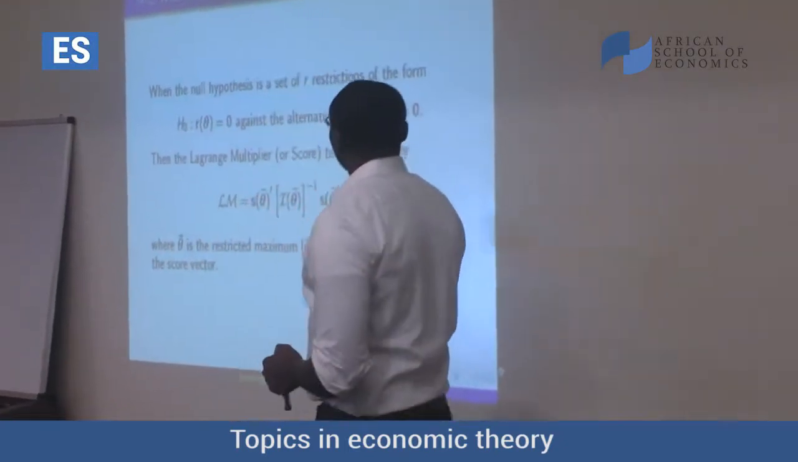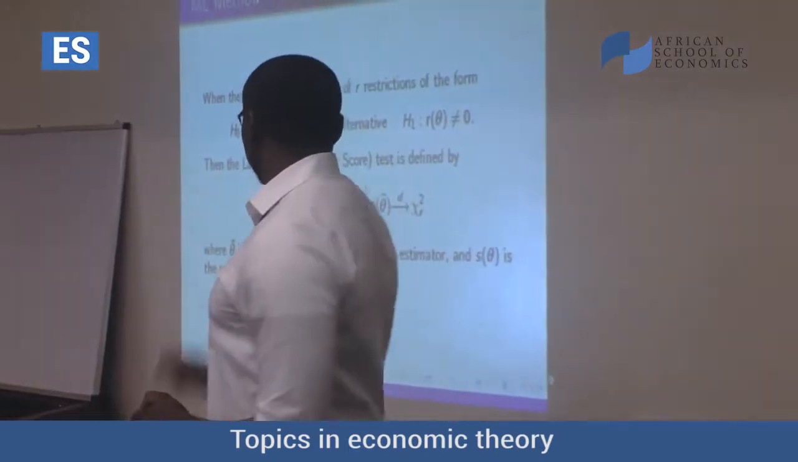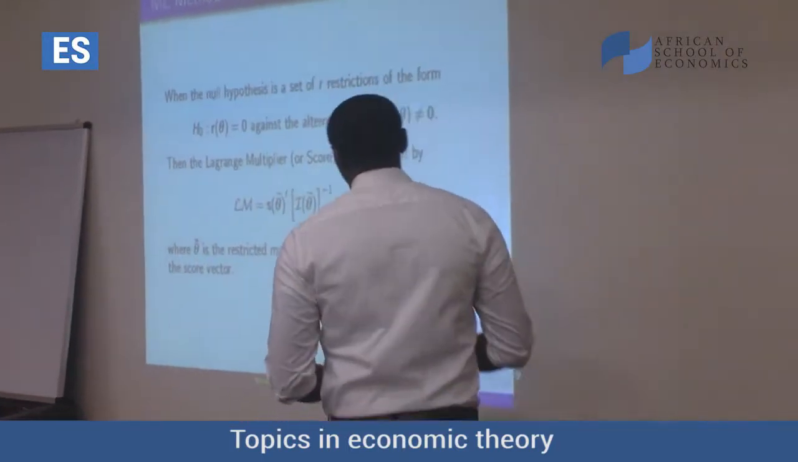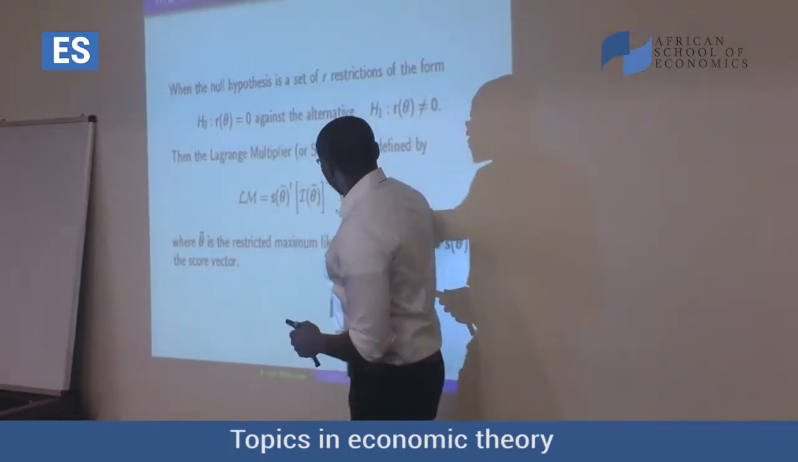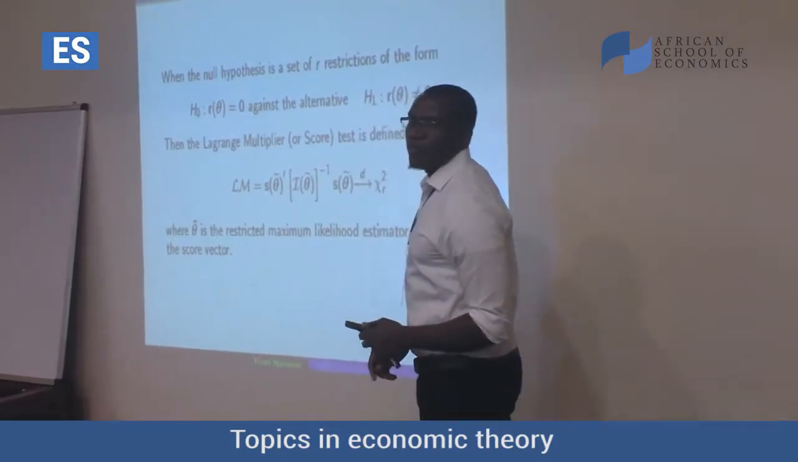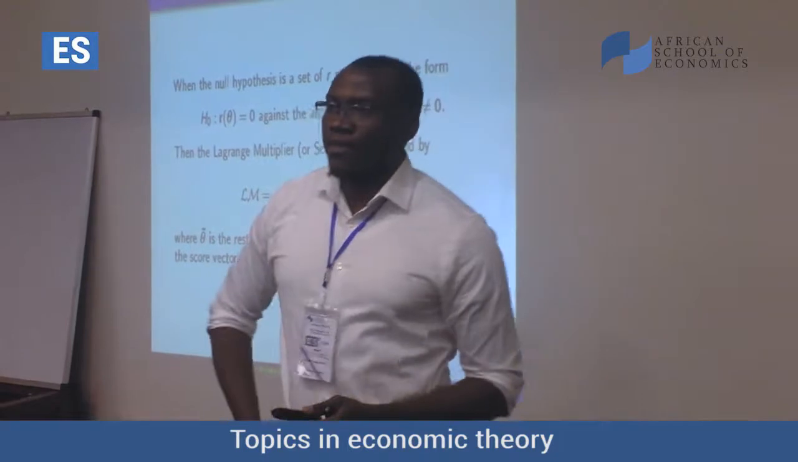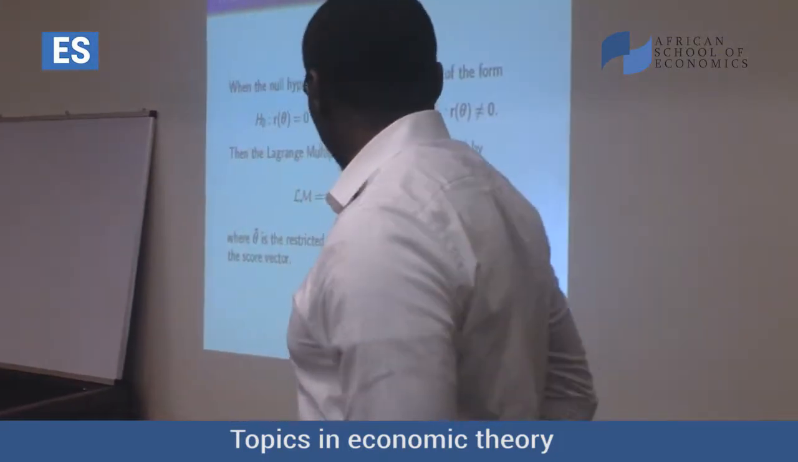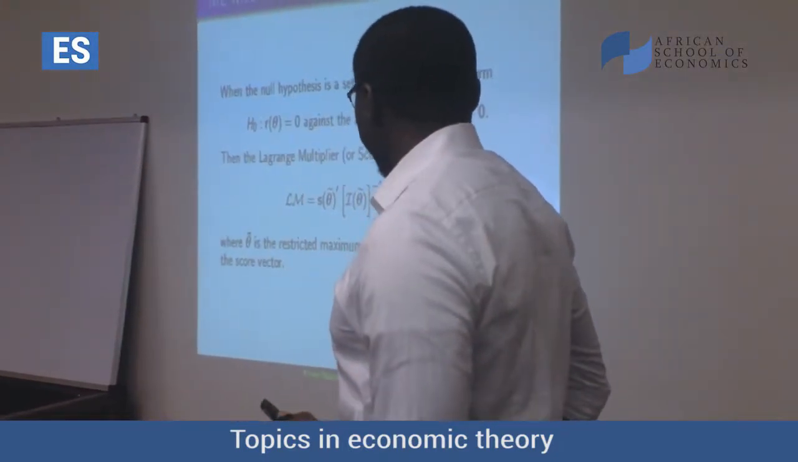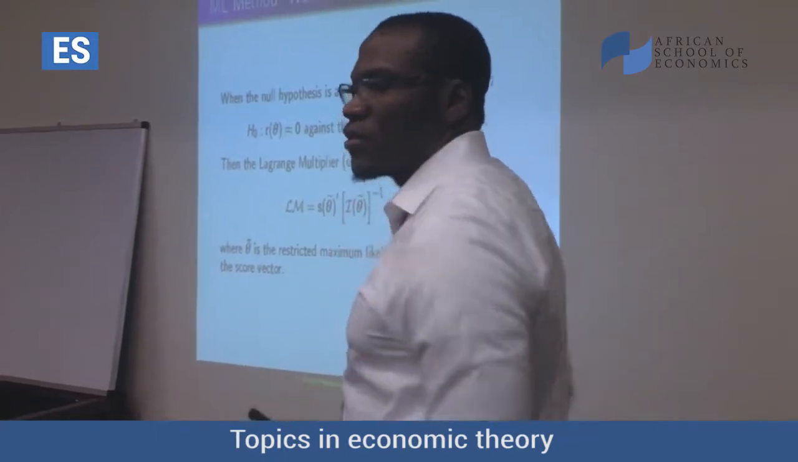The last one is the Lagrange multiplier. Same restriction, but now you have the score on both sides. Now the score is evaluated at a constraint likelihood function, at the constraint maximum likelihood estimator. And it also has the chi-square distribution.